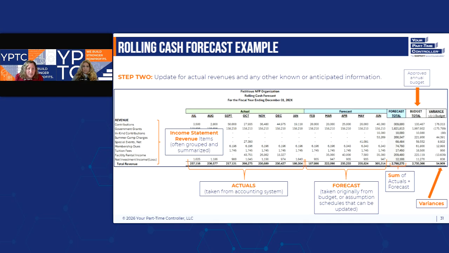So for instance, Carol talked about summer camp before. If you take a look here, that's being projected when camp is being held. Same thing for special events revenue. It's being projected when the event occurs rather than spreading these items evenly over 12 months.